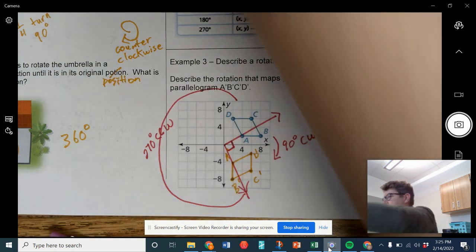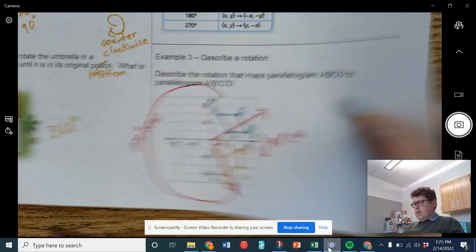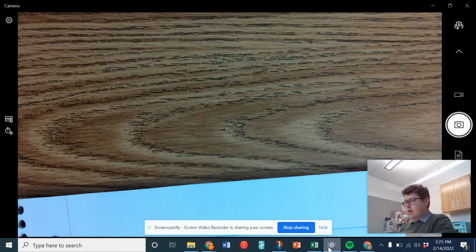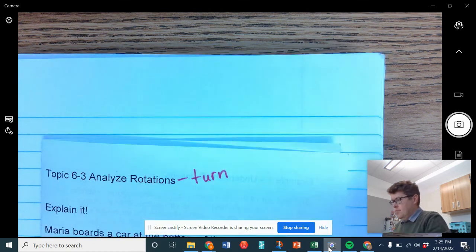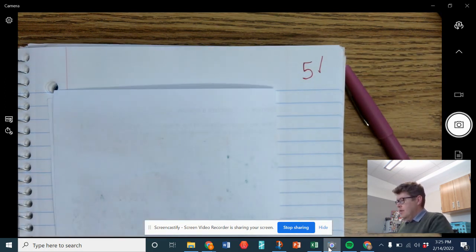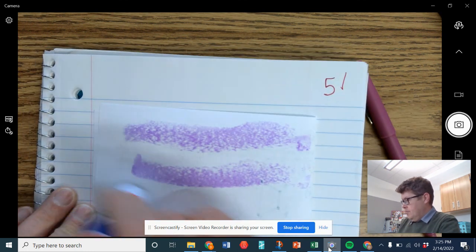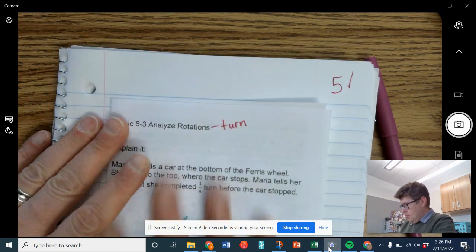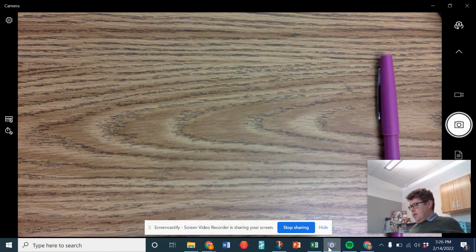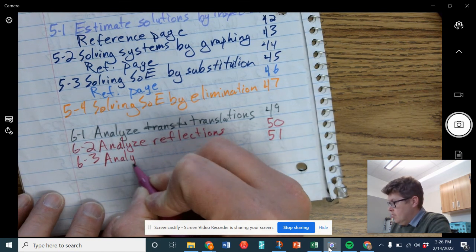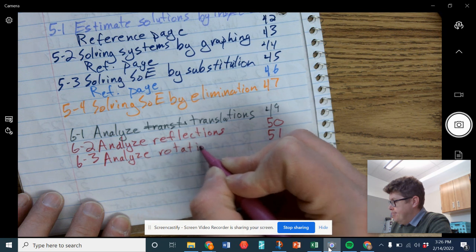And we're going to put this in our notebook. This is going to go on like page 51, I believe. Yeah. And then I'll put the table of contents together real quick. Okay, 51, 6.3, analyze rotations. Okay. That's that, guys.